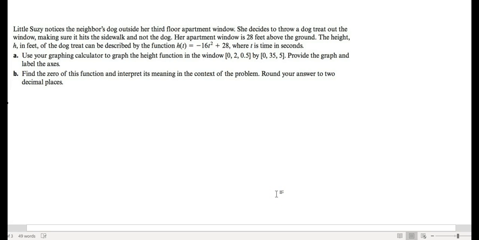Little Susie notices the neighbor's dog outside her third-floor apartment window, and she decides to throw a dog treat out of the window, making sure it hits the sidewalk and not the dog. Her apartment window is 28 feet above the ground. The height, h, in feet of the dog treat can be described by the function h(t) = -16t² + 28, where t is the time in seconds.